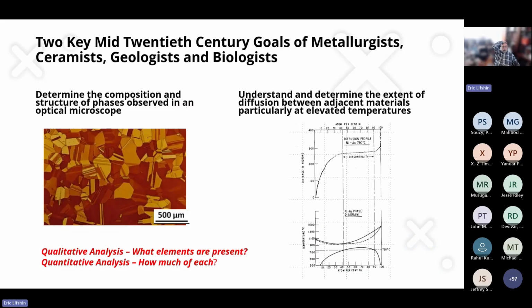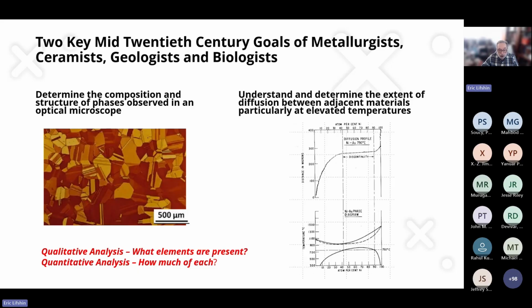What I'm showing here are some of the concerns of those mid-20th century metallurgists, ceramists, geologists, and biologists. You would prepare samples that would be potted in a material, a resin, and you would polish them with various grits, abrasion, bring them down to a mirror smooth finish, probably with a final diamond, and beyond that maybe an aluminum oxide polishing step, and then do some etching.